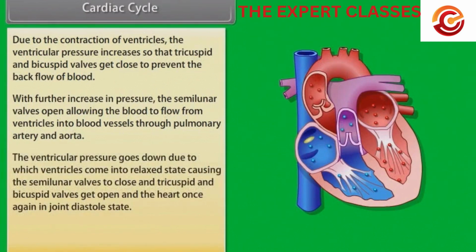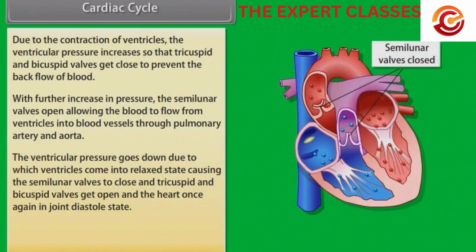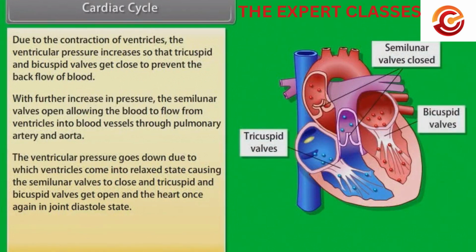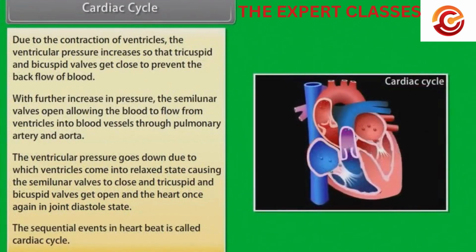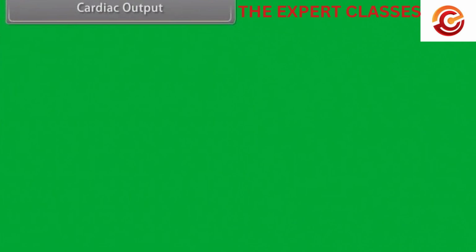The ventricular pressure goes down, due to which ventricles come into relaxed state, causing the semilunar valves to close and tricuspid and bicuspid valves to open, and the heart once again is in joint diastole state. The sequential events in heartbeat is called cardiac cycle.